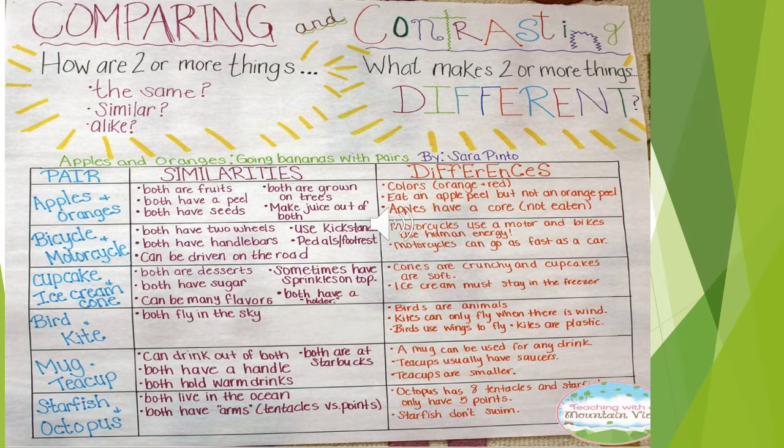Here I'm sure that you will find it so much fun to go through the pairs. Here you have bicycles and motorcycles, cupcakes and ice cream cones, birds and kites, mugs and teacups, starfish and octopus. Those things you can compare and you can contrast. It's so much fun to do this.